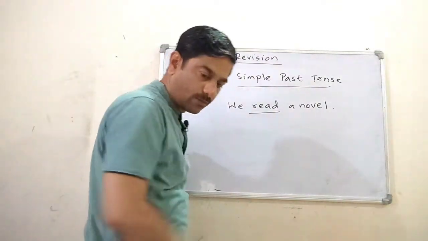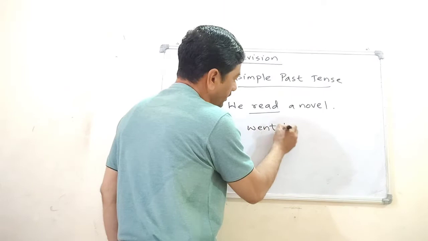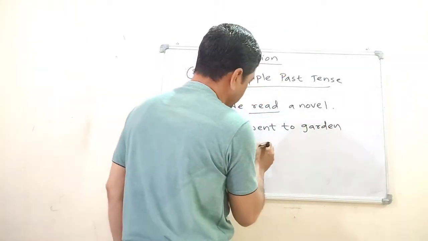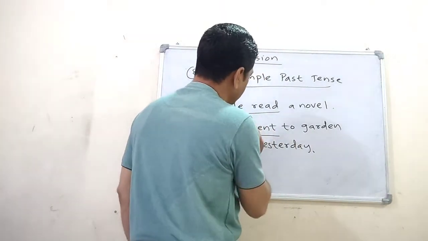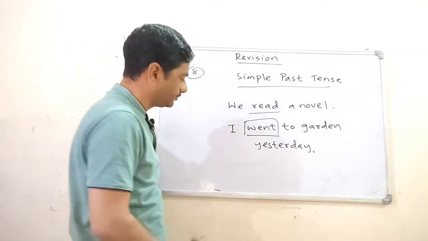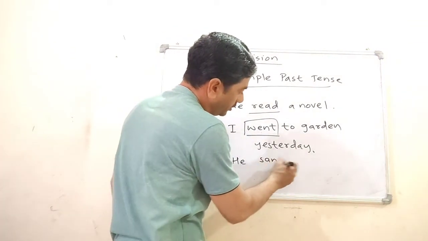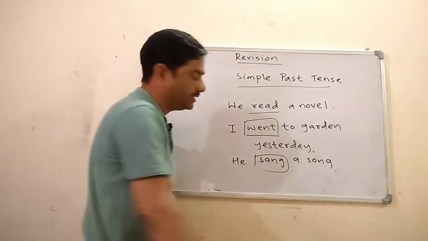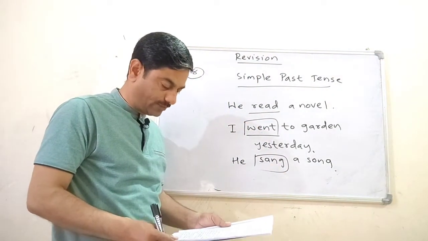I went to the garden yesterday. So here, went is the past form of go. He sang a song. So here, sang is the V2 form of sing, or the past form of sing.